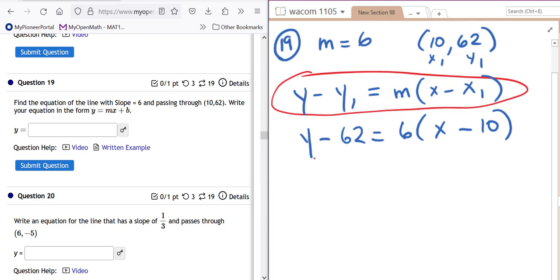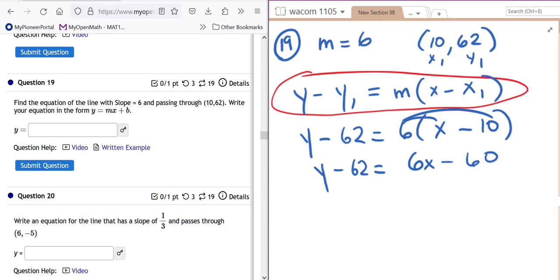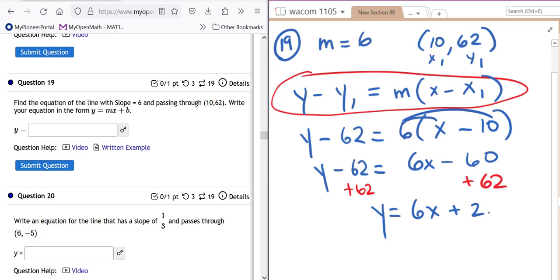All right, so we have to clean it up and isolate the y for what they want, which is slope-intercept form. So we have 6, and that is not a y, that is an x. Minus 60, y minus 62 equals, and we need to move the 62. So we'll add a 62. That will give us y equals 6x plus 2, and that should be done.